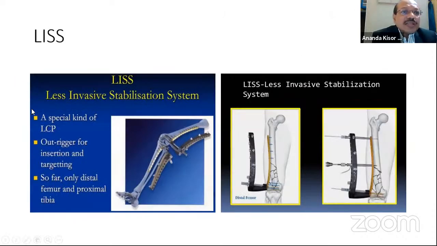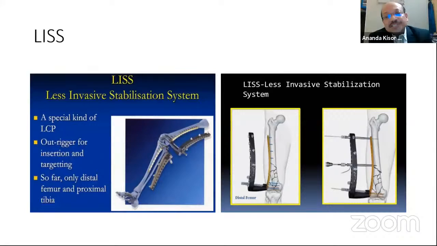Okay. Now this is the Less Invasive Stabilization System. What is that? I already told you about the non-locking plate. Basically, it acts by friction between the bone and the plate surface. The plate comes intimately in contact with the bone, but that hampers the periosteal blood supply, as the screws are not locked in the hole. These two problems can be completely obviated with the help of this Less Invasive Stabilization System.